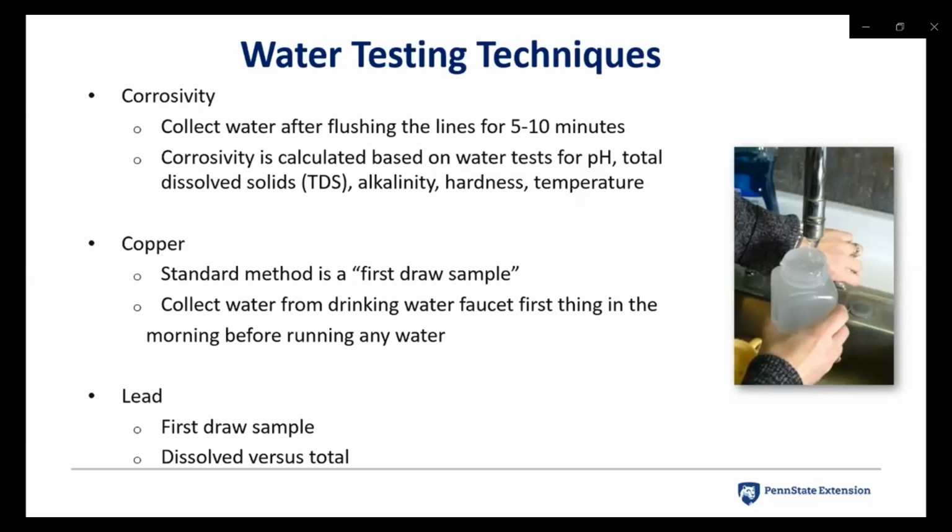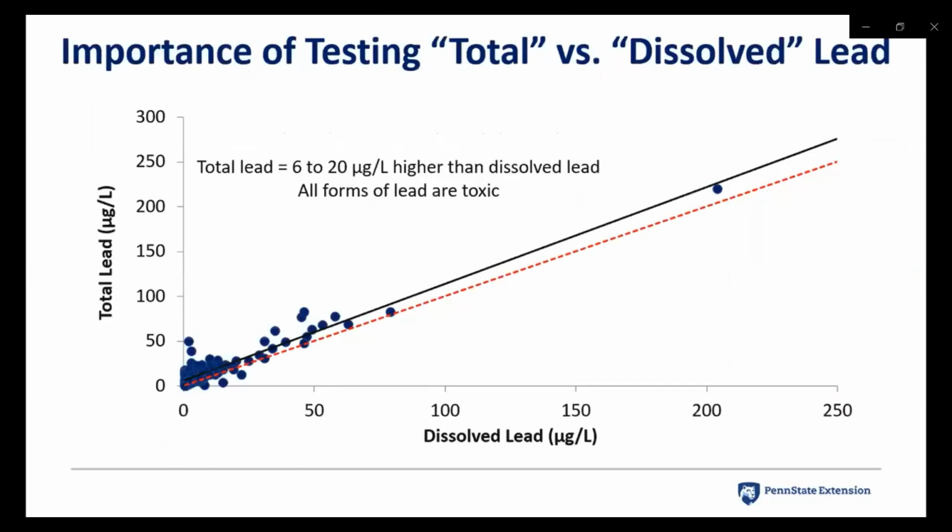Typically speaking, in homes with private water systems, we see very rare cases where copper and lead are actually occurring in the groundwater. So in the vast majority of cases, it's coming from the plumbing. And so that worst-case scenario is shown in this first draw sample.